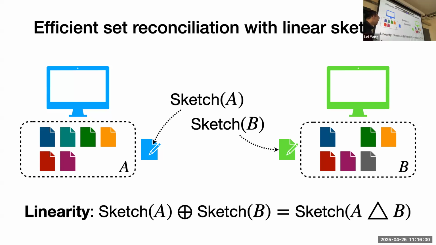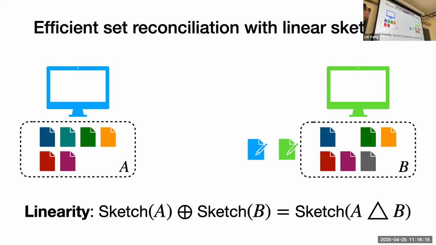And the interesting result is that if you combine the two results, if you combine the two sketches, then the resulting sketch will actually be the sketch over A delta B, or the symmetric difference that we actually want to compute. So now the solution is quite straightforward.